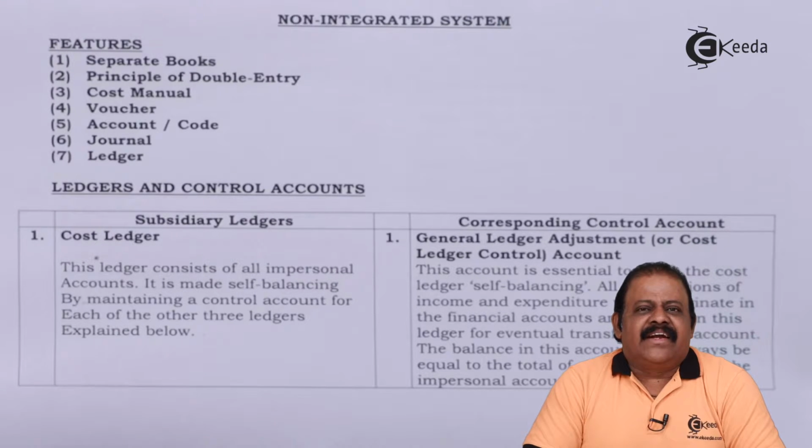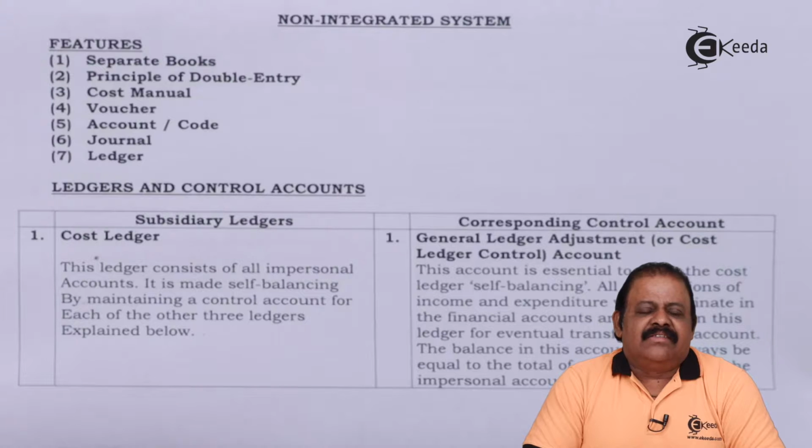In case of integrated cost accounting system, we don't maintain two separate cost records for financial book and cost book. We record all the transactions in one unit of records, which is called the integrated method of keeping the records of cost. Today we are going to discuss the non-integrated concept of cost records.